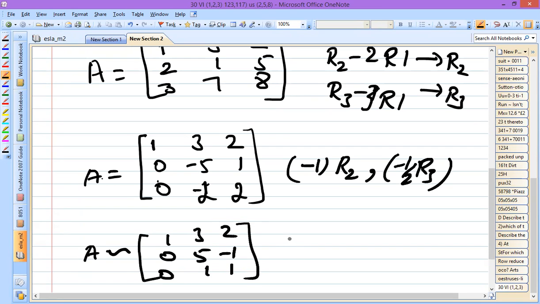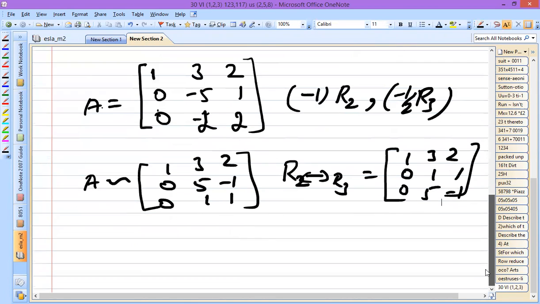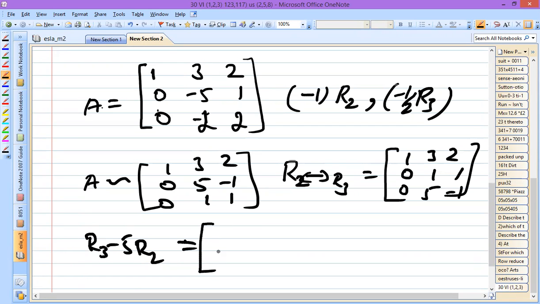Even if we exchange R2 and R3, it will result in 1, 3, 2, with R2 placed in place of R3 and R3 placed in place of R2. So here I'll be getting 0, 1, 1, 0, 5, minus 1, and then you can apply R3 minus 5R2. It will give the answer as 1, 3, 2, 0, 1, 1, and here I'll be getting 0, 0, minus 6. So here you can see that there are no zero rows present.